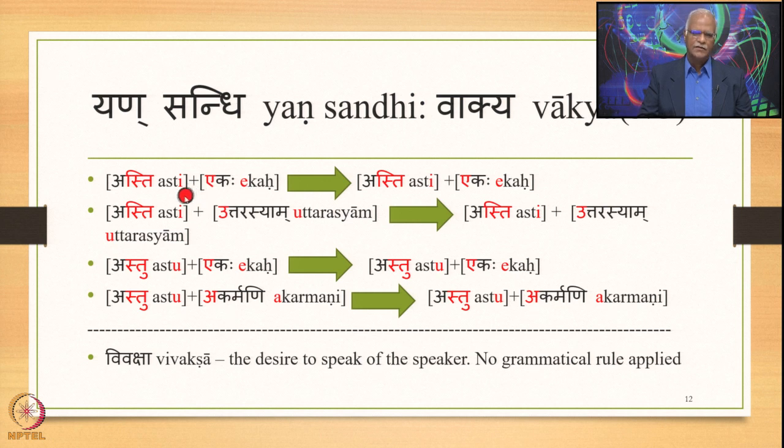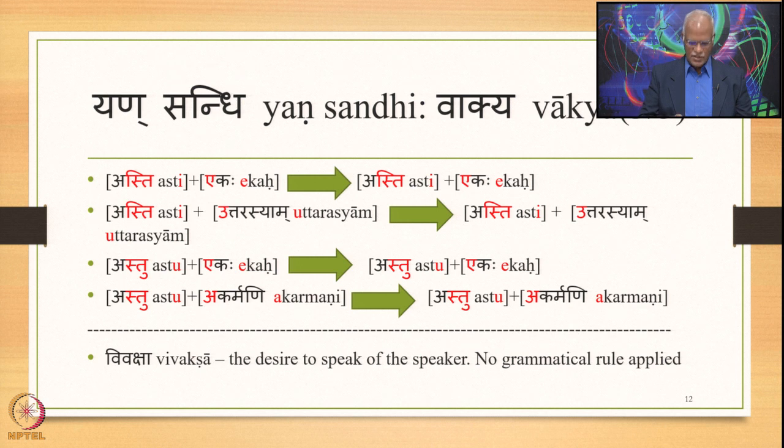And then E followed by A, because it is not in close proximity, there won't be any output generated by 6177 because 6177 will not be applied. So the same output will be returned. Asti ekaha is the input, no rule applying. Asti ekaha is the output, absence of any sandhi, no substitute coming in place of ik.